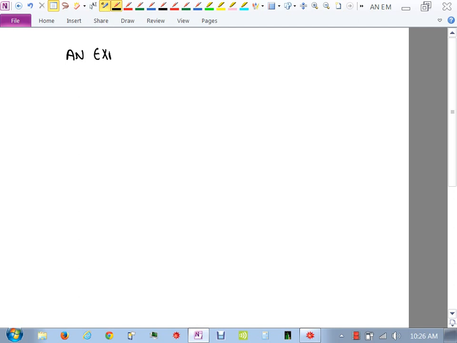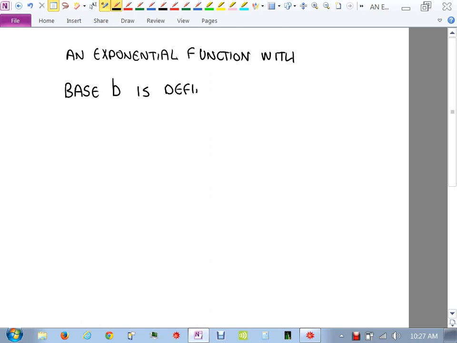An exponential function with what we call base b is defined as follows. Here's the way we define an exponential function with base b. f of x equals b to the x.